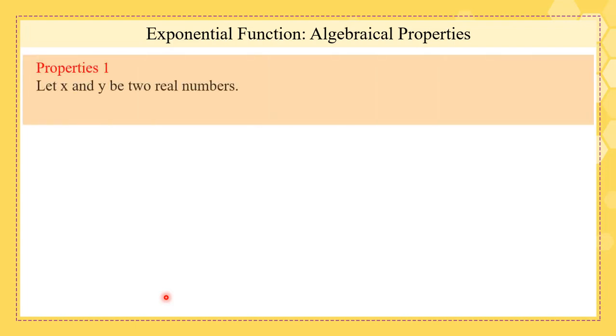Let's see the first property. x and y are two real numbers. e to the power x times e to the power y is e to the power x plus y. This is similar to the exponent properties.